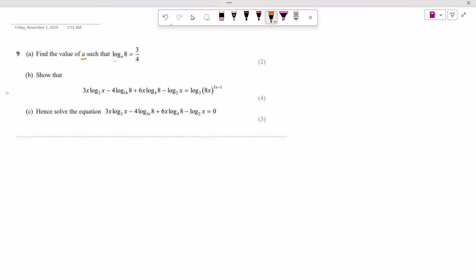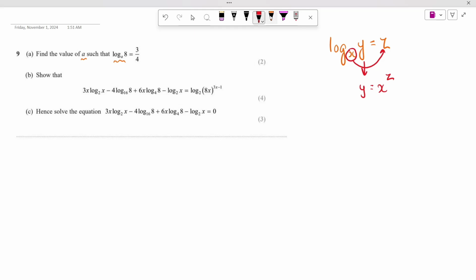It's given, find the value of a in the first part, such that log to the base a of 8 equals 3 to the power 4. First of all, you should know a property of logarithm: log base x of argument y is equal to z. You can write this as y is equal to x to the power z. This is a simple property: the base x goes here and pushes z into the power.